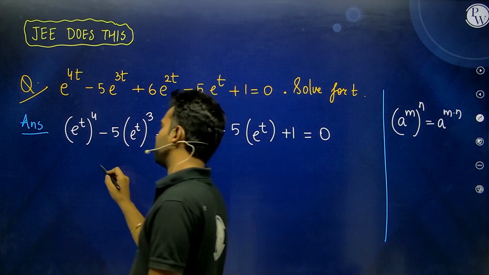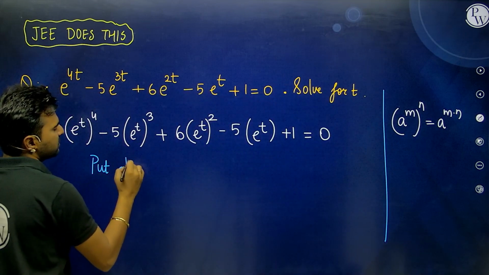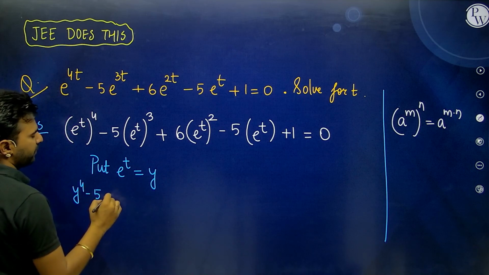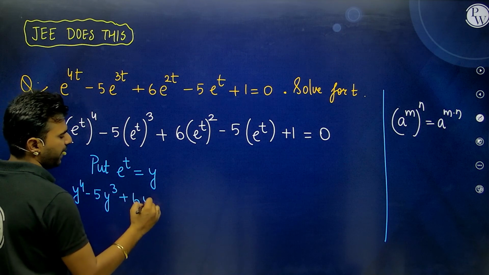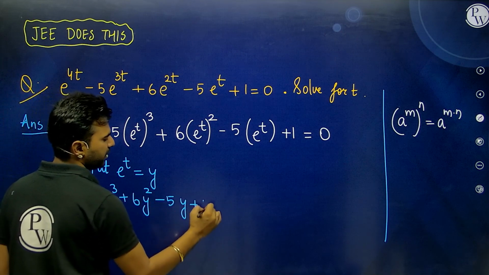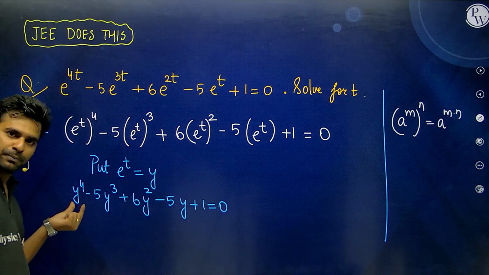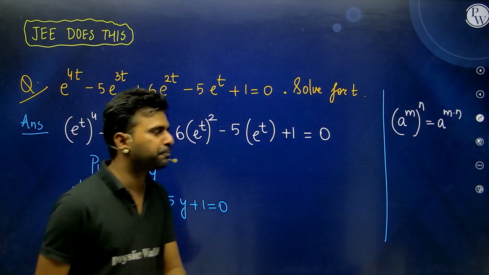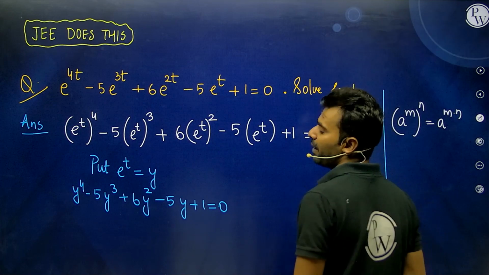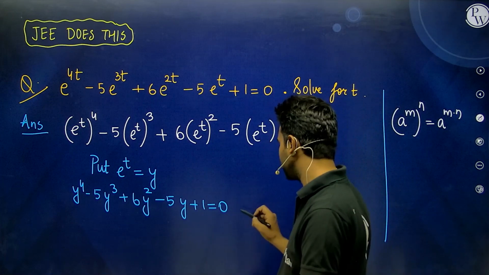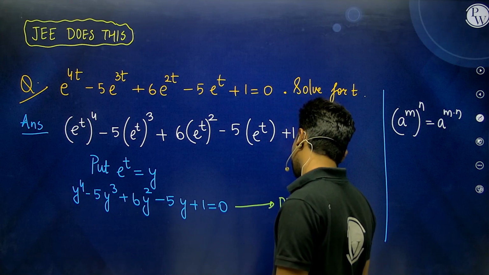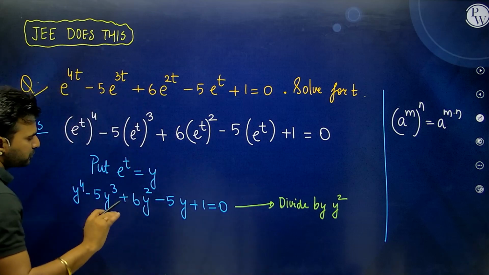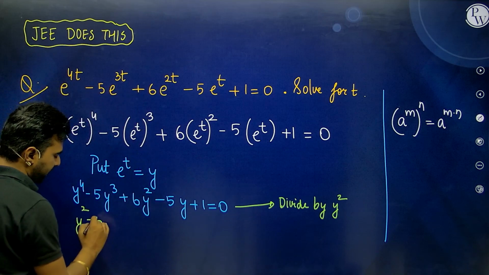If yes, you can put this e to the power t as some variable, let's say y or x or whatever. So the problem becomes y to the power 4 minus 5 y to the power 3 plus 6 y to the power 2 minus 5 y plus 1 is equal to 0. And now y to the power 4, y to the power 3, y to the power 2, y to the power 1 and a constant term, all the 5 terms are coming. So the thing should pop up in your mind that I need to divide by y square, because over here the variable is y. So the moment you divide this equation by y square, on the right hand side 0 upon y square will become 0 only, but on the left hand side the equation becomes something like this.